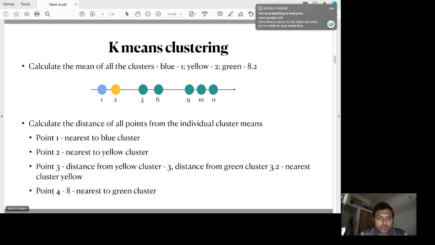Okay, and point 4, which has a value of 6, is again nearest to the green cluster because the difference between 6 and 8.2 is just 2.2, and 6 and 2 is 4. So are these 4 points clear? Point 1 to point 4.